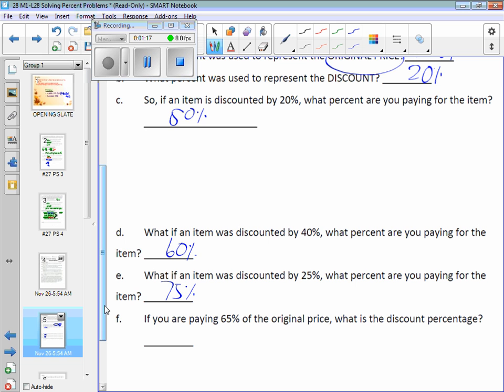And then with F, they kind of switch it on you. Now they're telling you if you pay 65%, what's the discount percentage? 35%. You got it. Raise your hand if you got all those right. All right, you are now ready for lesson 28. Okay? Thank you, Ryan.